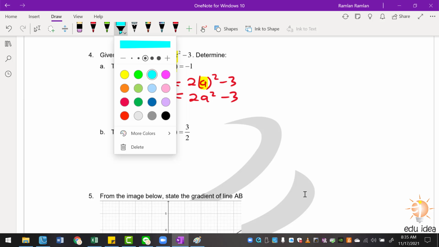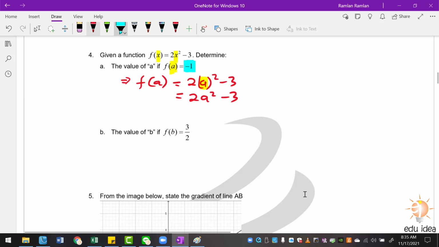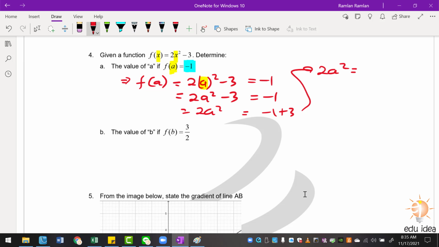Where do I get the minus 1? From the question here, equals minus 1. So I can write this down as equals minus 1, based on this one over here. For this one, it's quite easy because you only need to solve this: 2a squared equals minus 1 plus 3, and then minus 1 plus 3 is 2, and then a squared is equal to 2 divided by 2, and a squared is equal to 1, so a is equal to the square root of 1.